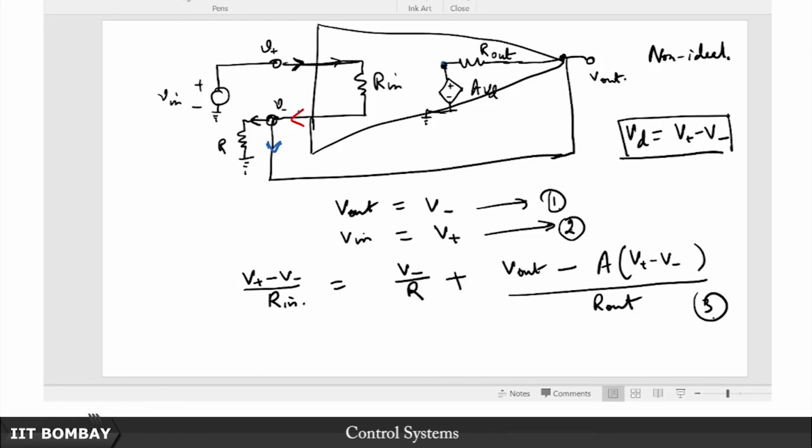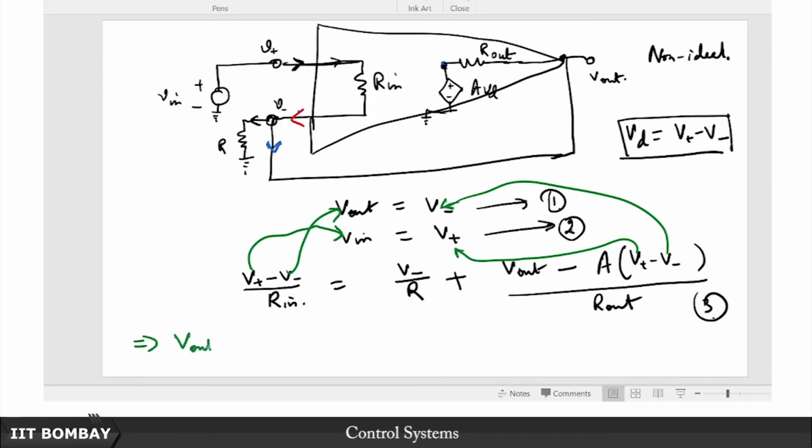Now let me use a different color. So if I now substitute this here and this here, and by the same token this V+ here and this V− here. So I want to basically get everything in terms of V_in and V_out. So I want to eliminate this V+ and V−. So I am writing it in one shot.